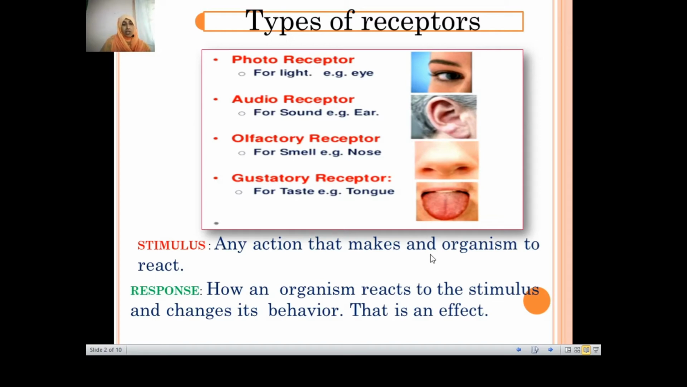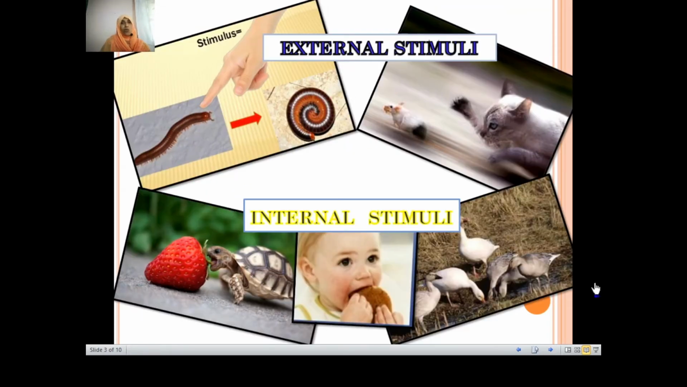Now let us differentiate between stimulus and response. What do you mean by external stimuli? External stimuli are anything outside the body, in the environment, that affects the organism. Some sense is then detected by the receptors. The message is conveyed in the form of electrical signals to the brain, and then the brain decides what to do. That in turn has to be conveyed back.